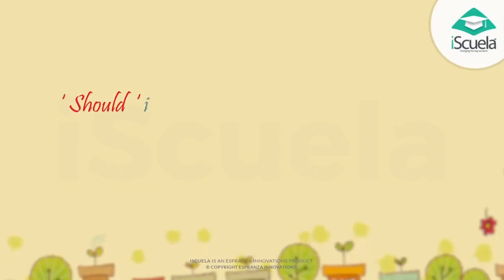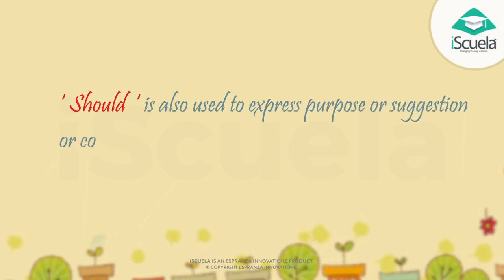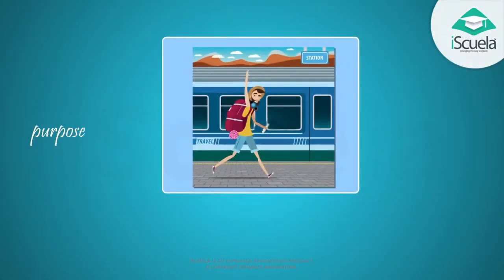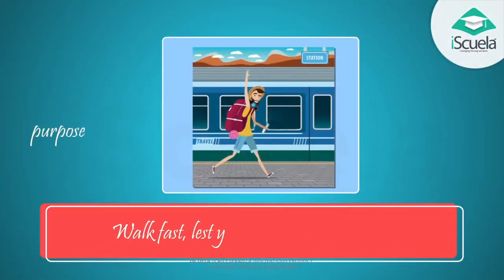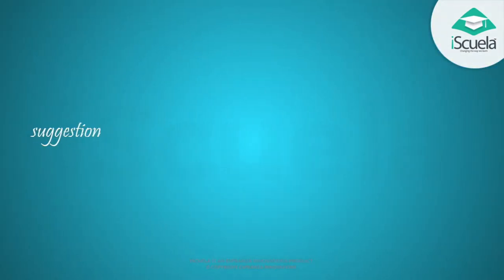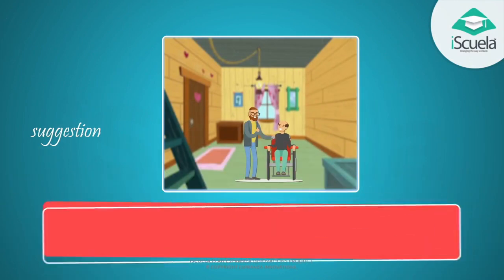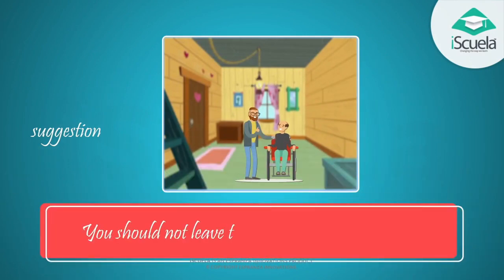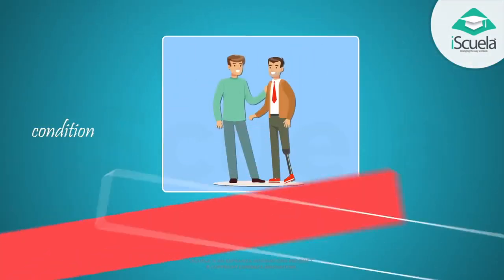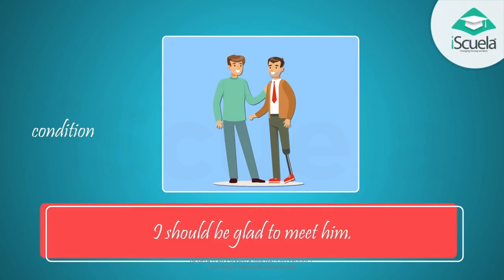Students, should is also used to express purpose or suggestion or condition. For purpose, we say, walk fast lest you should miss the train. For suggestion, we say, you should not leave this place so late in the night. And for condition, we would say, I should be glad to meet him.